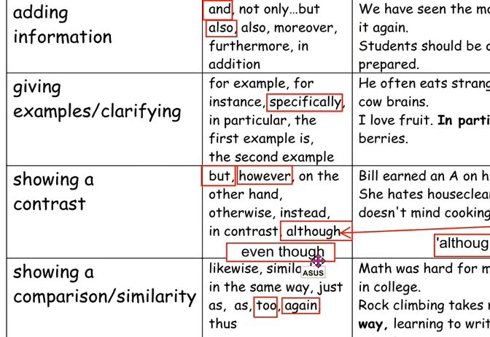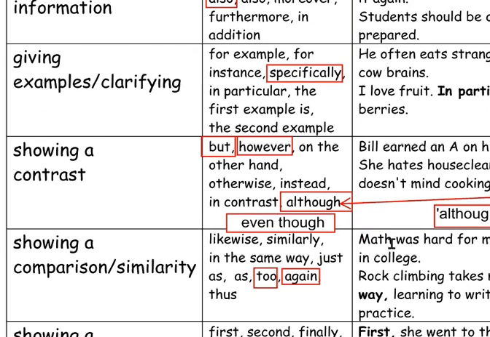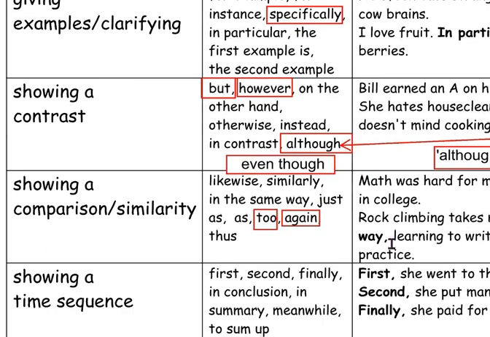Same with even though. When although is at the beginning of the sentence, now we're going to need a comma in the middle of the sentence. Although he studied a lot, comma, he failed. Now we're separating to show the main clause is after the comma.